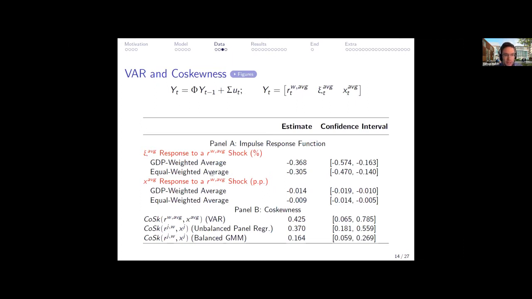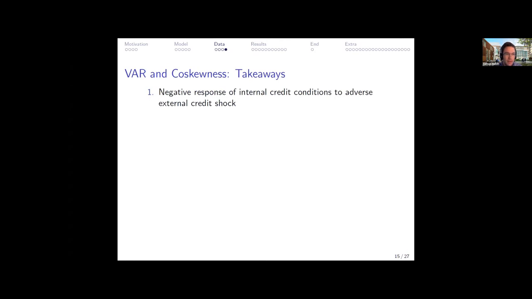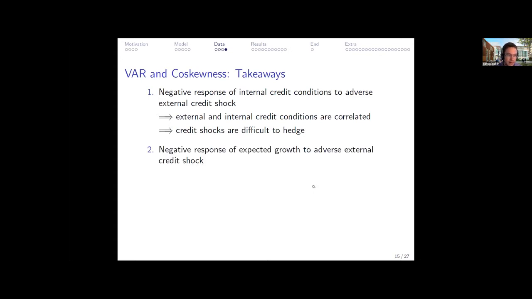So our key results are presented in the following table, but rather than going through the individual numbers, let me just highlight the key takeaways from this exercise. So what do we find? Well, first, internal financial conditions deteriorate in response to a bad shock to external credit conditions. So external and internal credit conditions are correlated, and the significance of this correlation is that credit shocks are difficult to hedge. Second, long-term expected growth declines in response to a bad shock to external credit conditions.